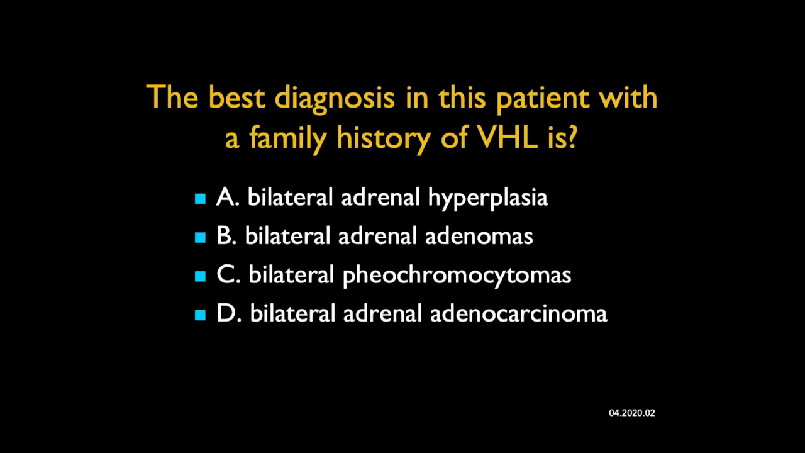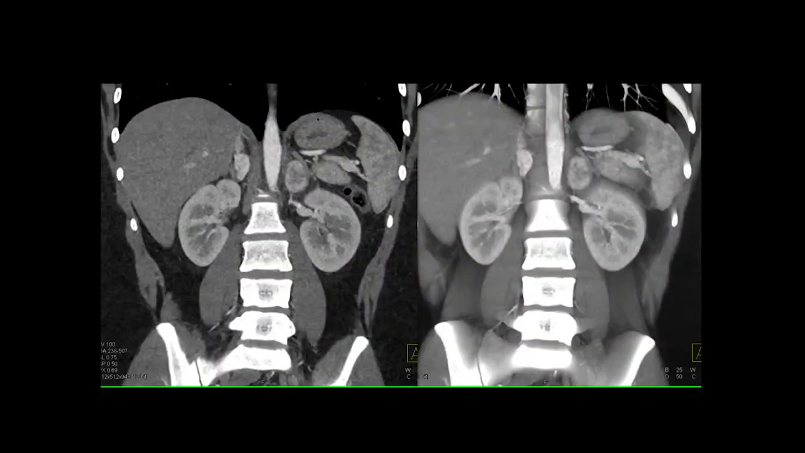This patient had a history of von Hippel-Lindau disease, by family history, that is. And what's the best diagnosis? Well, when you look at the coronal views and the 3D views, you see bilateral adrenal masses, which are vascular. So we know it's something that's bilateral. You can have bilateral adrenal hyperplasia, but this does not look like hyperplasia. This looks like masses. You could have adenomas, but these lesions are enhancing like the kidneys.